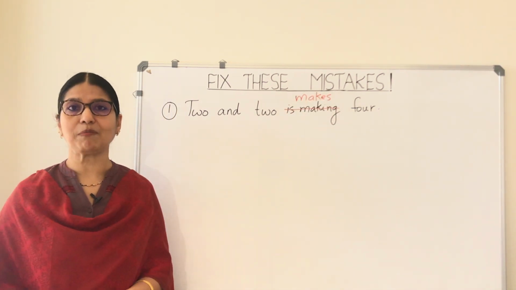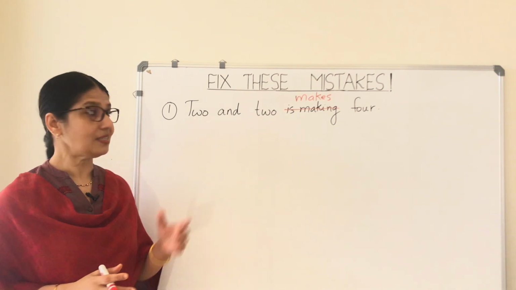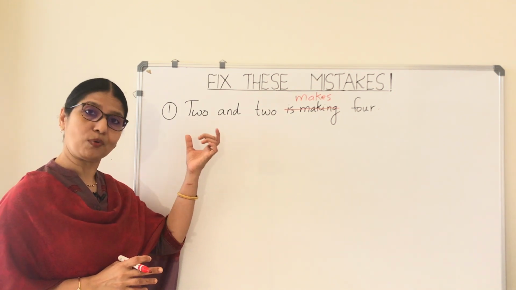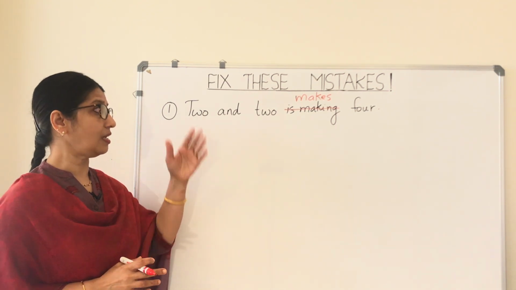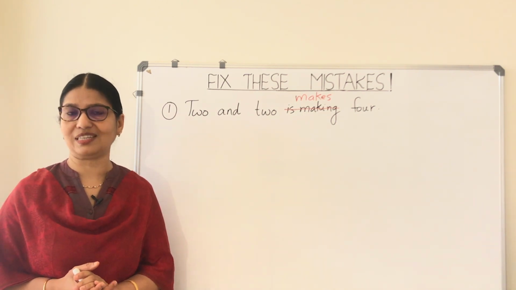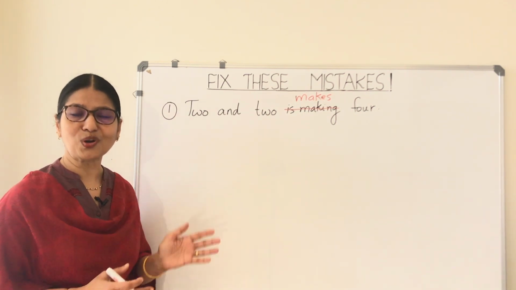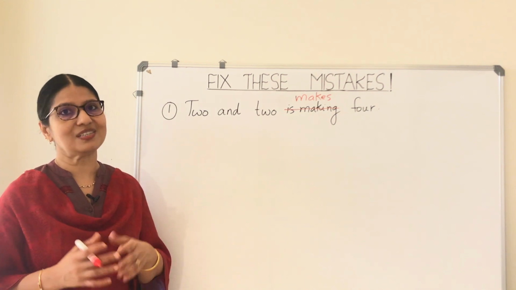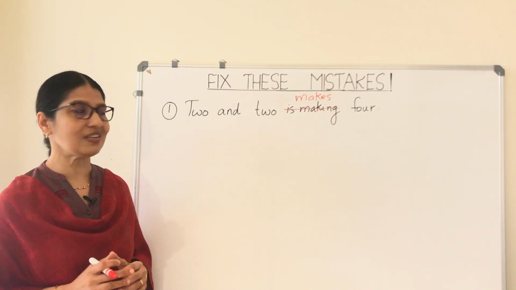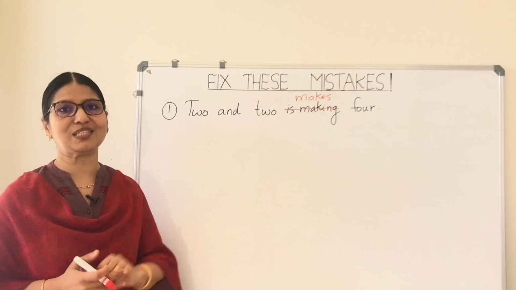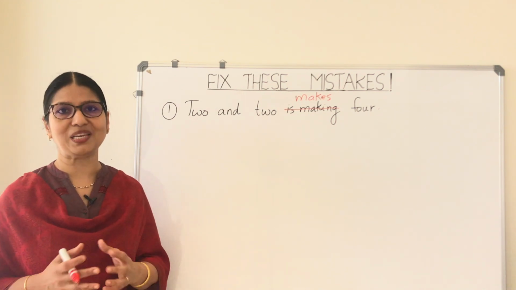But there are a few grammarians who do believe that this can be considered plural subject and then they say 2 and 2 make 4 is also right. But this version is more commonly used, widely used around the world. So we can confidently say 2 and 2 makes 4. 2 plus 2 makes 4.